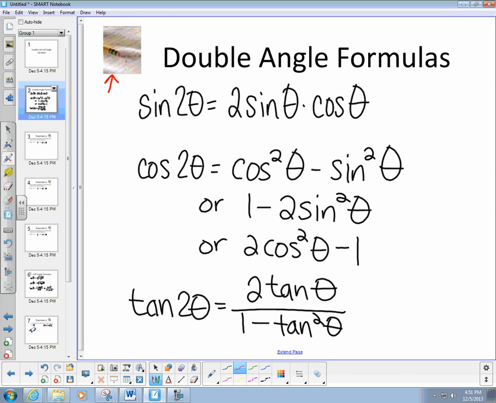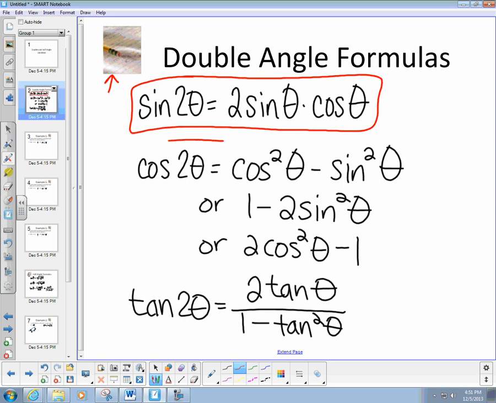Two of these identities you're going to have to memorize. The others will be given to you on quizzes and tests. And the two that you have to memorize are sine of 2 theta equals 2 sine theta times cosine theta, and cosine 2 theta equals cosine squared minus sine squared. So pause the video and write these formulas down.